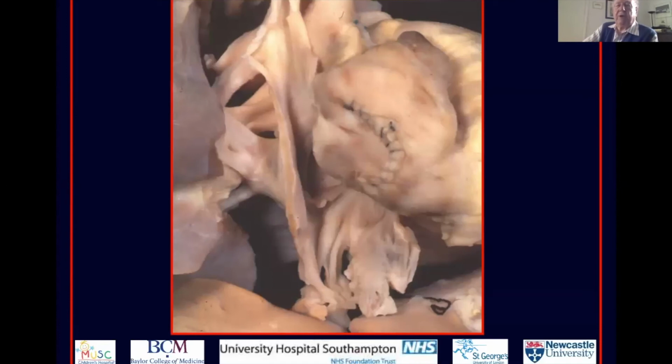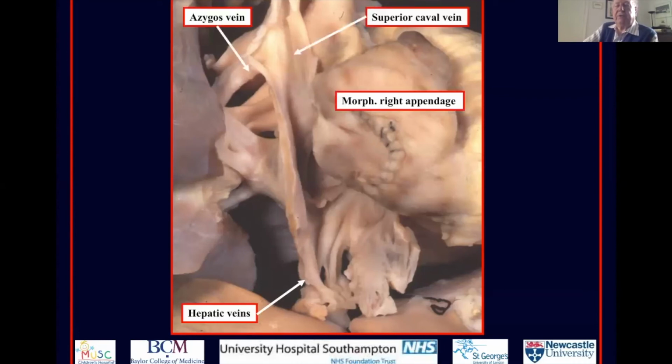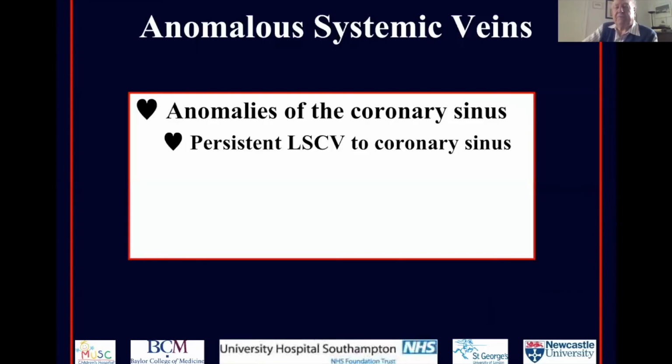Let's return for a moment to azygous continuation, because here you see a case in which there is usual atrial arrangement, because there is the morphologically right appendage. So we can have azygous return to the superior caval vein with interruption of the inferior caval vein in the setting of usual atrial arrangement. But this is rare. Much more frequently, it is found with left isomerism.